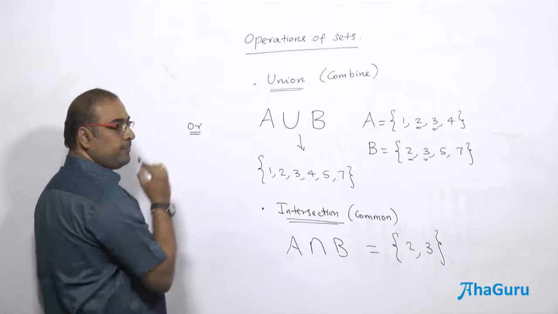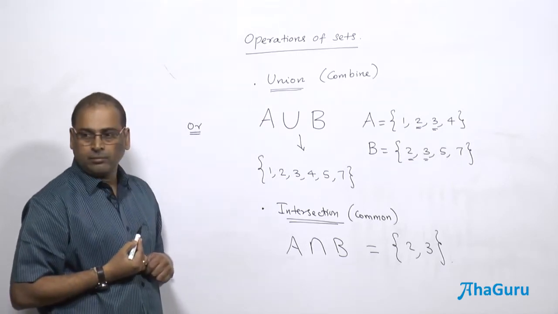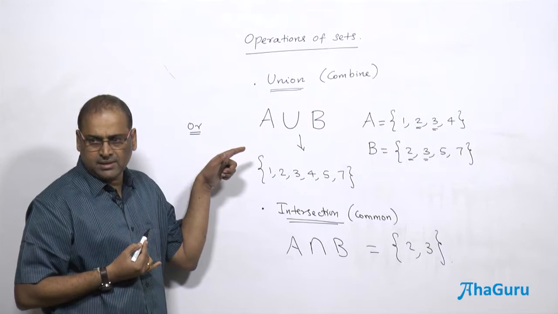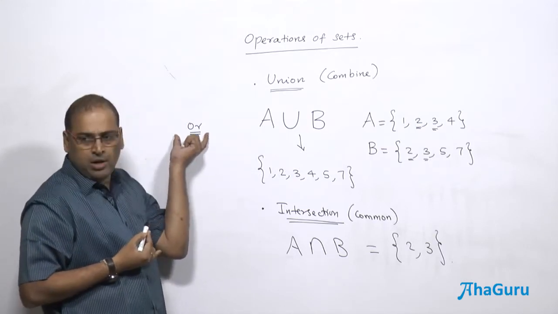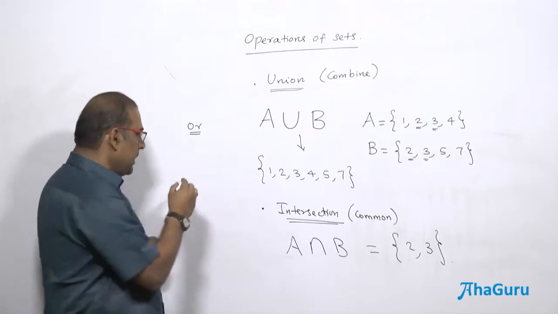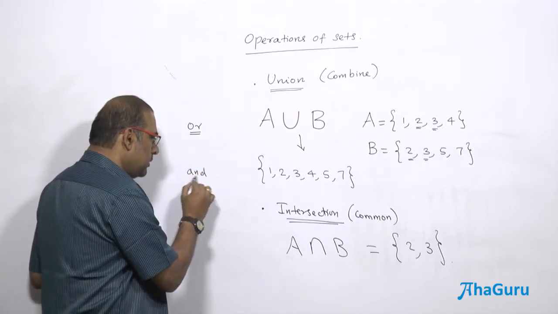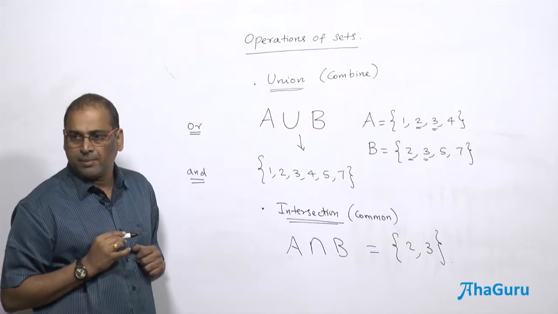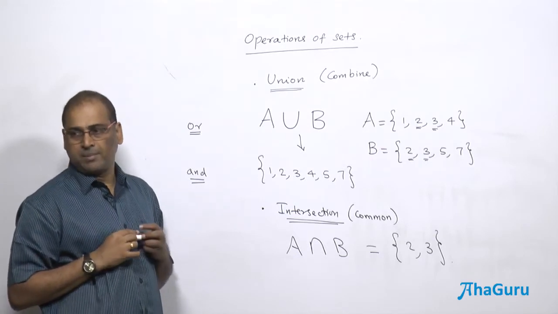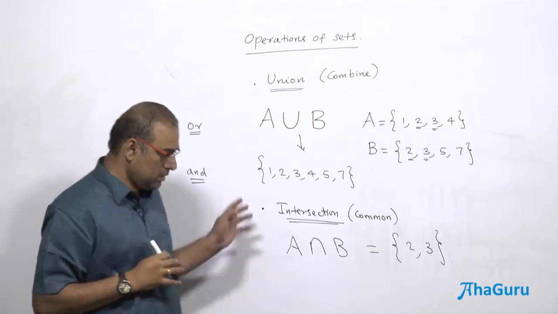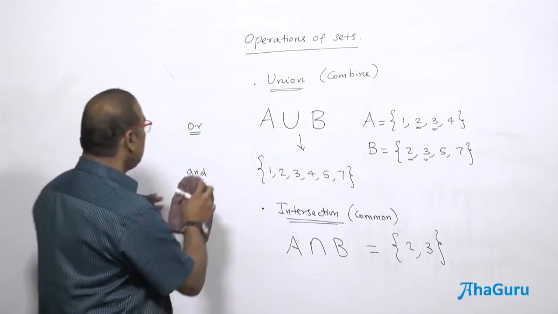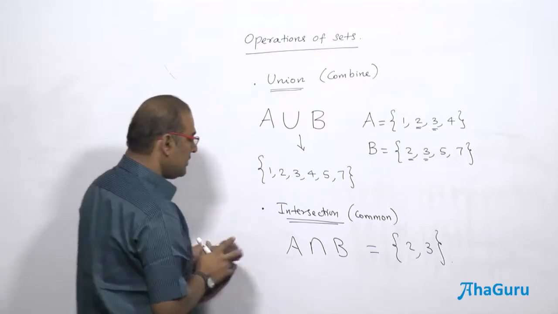Or means this or that, one may be absent, right? And means both elements should be present. When you use and, both must be present. Are you able to understand? Okay, this is about union and intersection.